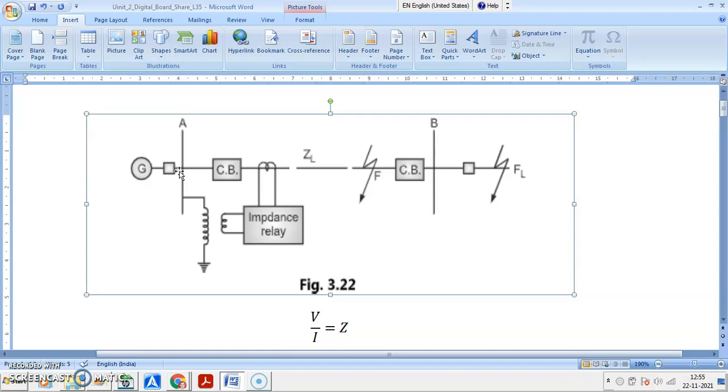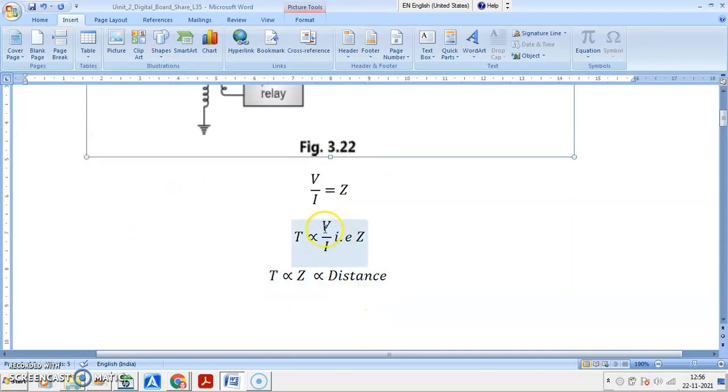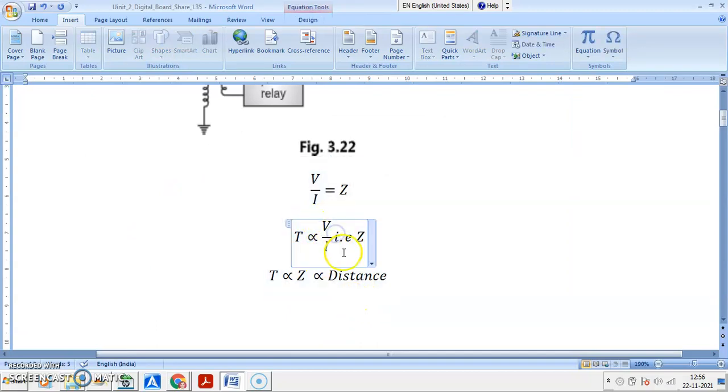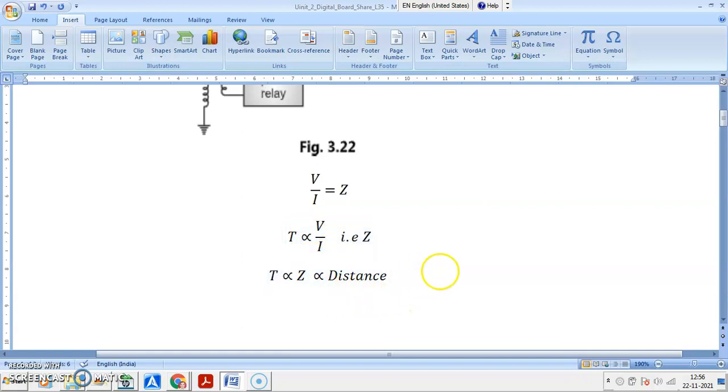So in impedance relay, torque is produced by voltage that is in opposite direction to the torque produced by current. So torque is directly proportional to voltage and torque is inversely proportional to current. So the relay operates on the ratio V by I. Okay.